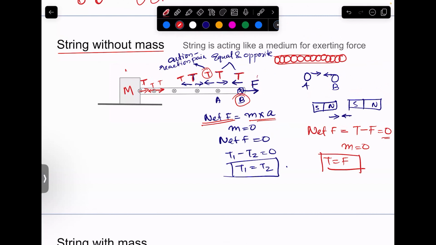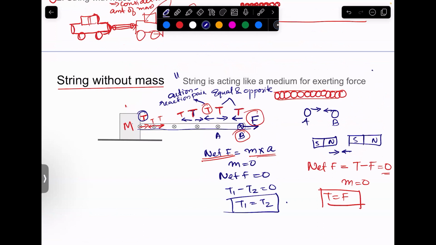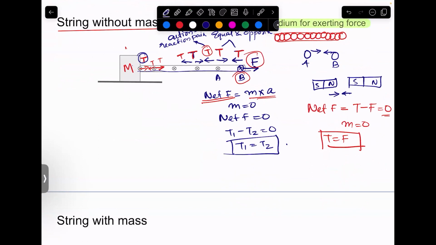That means this force is getting transmitted through the string to the object. You understand? So that means this string is acting like a medium to transfer this force. That is what is written here. String is acting like a medium for exerting force. Okay. So in a massless string, what will happen? The tension force will not vary along the string.